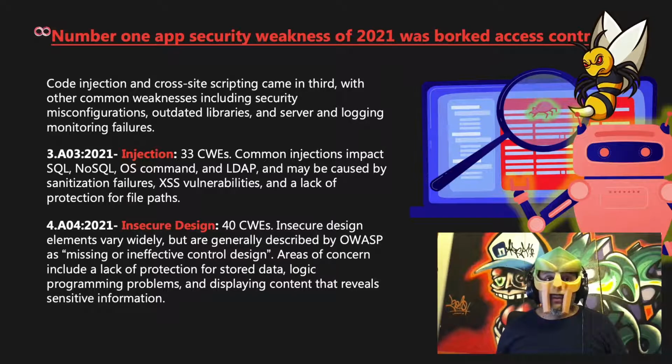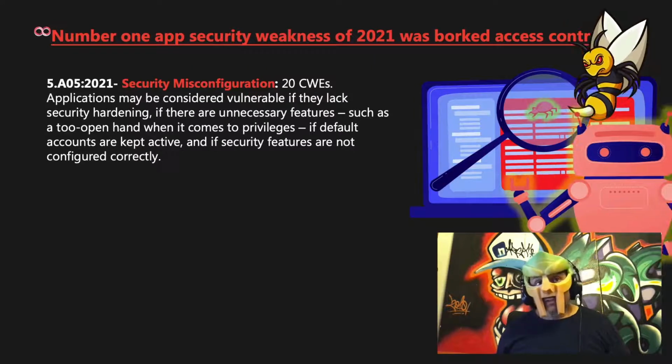Insecure design elements vary widely, but are generally described by OWASP as missing or ineffective control design. Areas of concern include a lack of protection for stored data, logic programming problems, and displaying content that reveals sensitive information. Number 5 on the list was security misconfiguration with 20 CWEs.